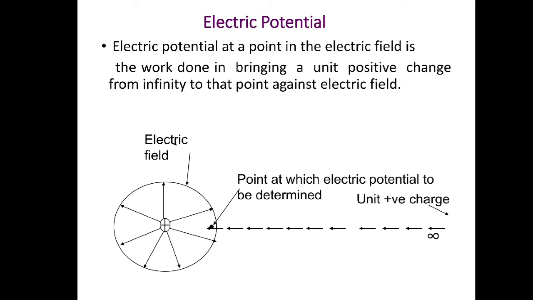As defined, the electric potential at a point in a particular electric field is the work done in bringing a unit positive charge from infinity to that particular point against the electric field. You can see the electric field shown here, and a point at which the electric potential is to be determined. Also shown is the work done in bringing this unit positive charge from infinite distance to this particular point.